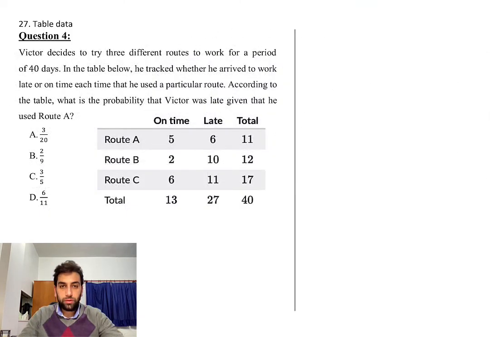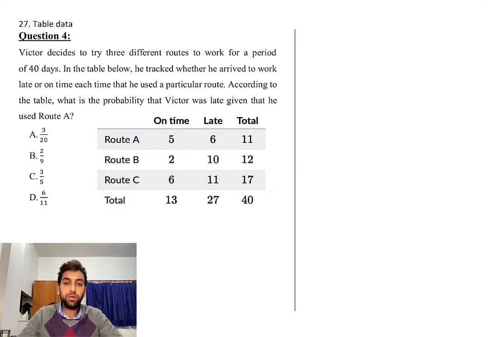Going further to exercise number 4. Victor decides to try 3 different routes to work for a period of 40 days. In the table below, he tracked whether he arrived to work late or on time each time that he used a particular route. According to the table, what is the probability that Victor was late given that he used A?